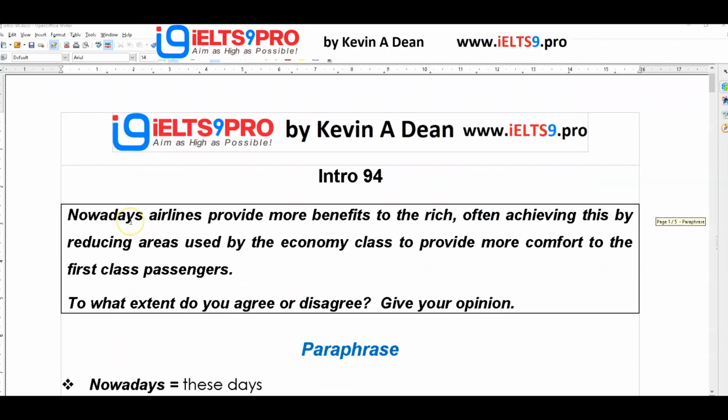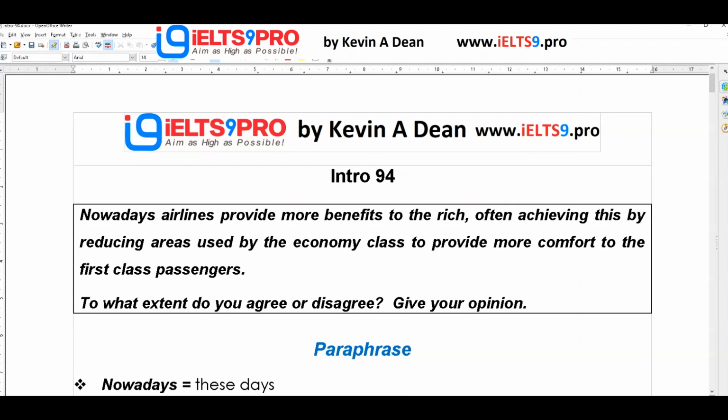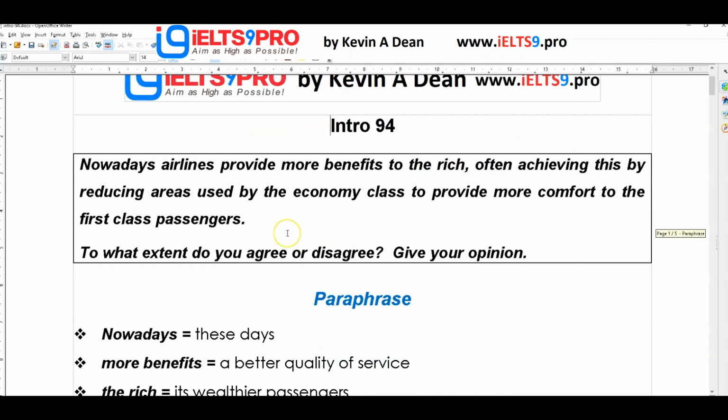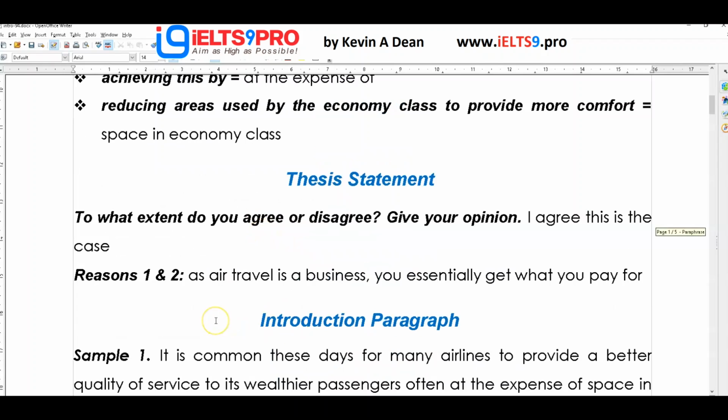This is the challenging topic that we had about how nowadays airlines provide more benefits to the rich, achieving this by reducing areas, etc. The one thing that I noticed, we had a bit of trouble, as always, with the paraphrasing. So we'll take a look at that, and we have a sample essay for you to look at. So you're paraphrasing. Here, you can see it. I don't have to read it out. So there's a few things you could do currently, these days, etc. All right. So, to what extent do you agree?